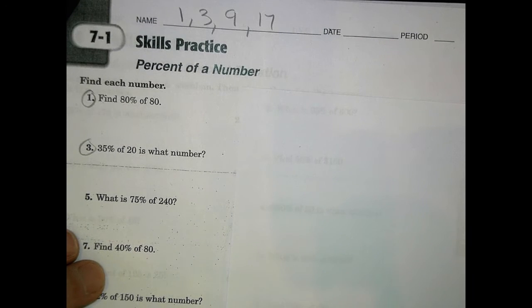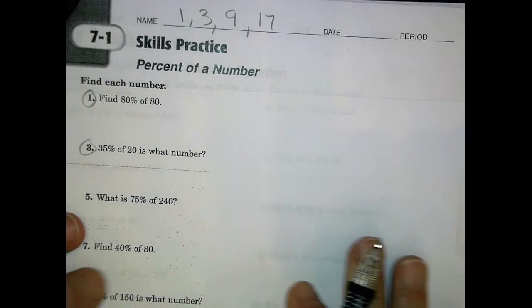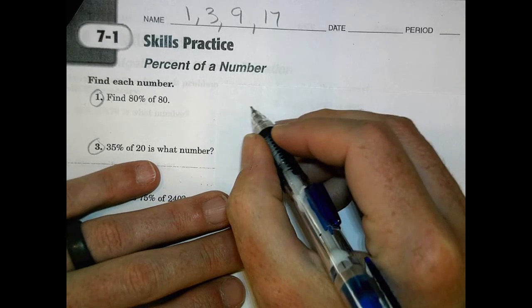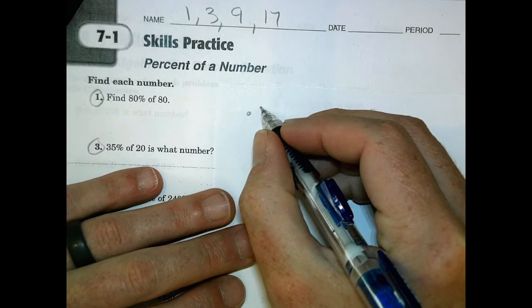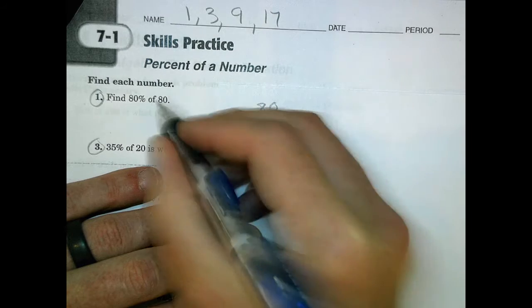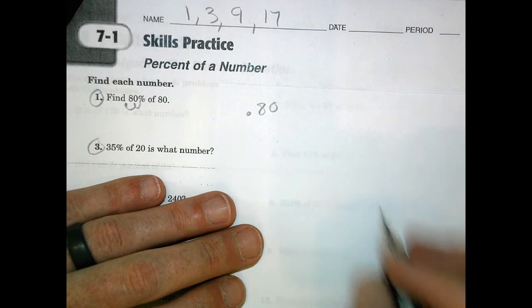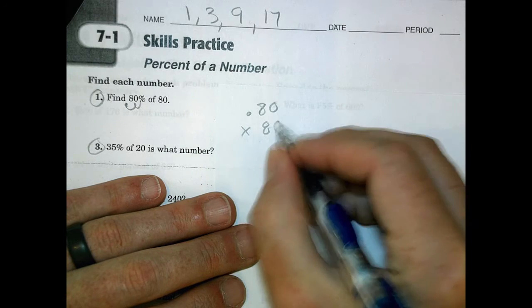All right, let's take a look at the homework solutions, looking at numbers 1, 3, 9, and 17. For the first one, we have find 80% of 80. And again, you could do it multiple ways. You could have chosen to turn that 80% into a decimal by hopping over 2 spaces and making it 0.80, and then multiplying that by 80.